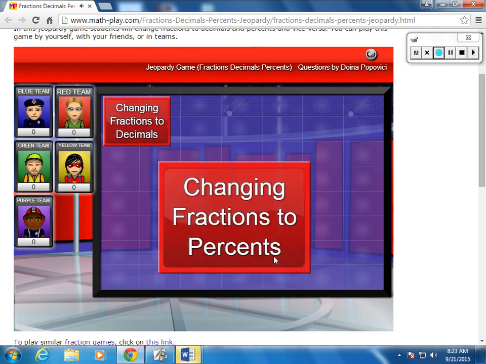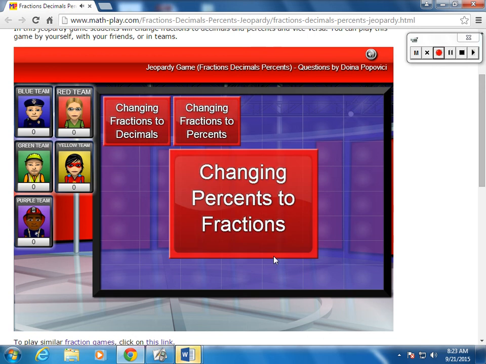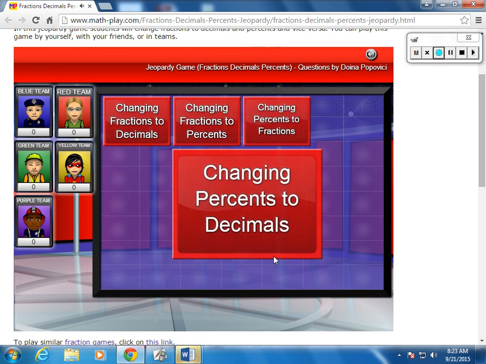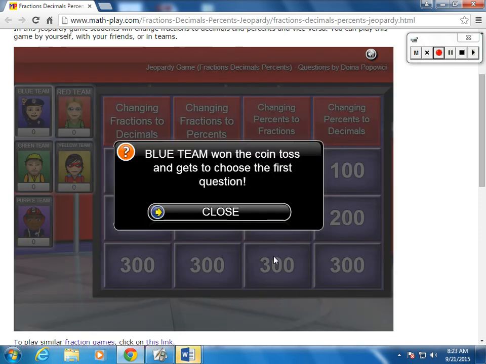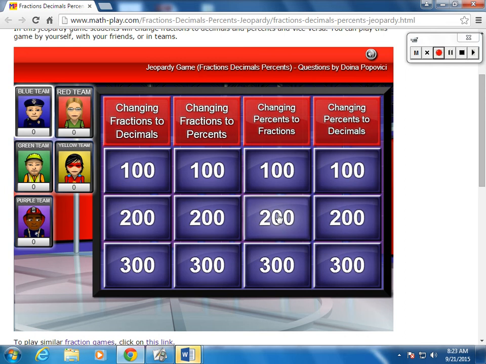All right. Changing fractions to decimals, changing fractions to percents, changing percents to fractions, changing percents to decimals. The blue team won the coin toss, so they get to choose the first question. Are y'all blue? All right, choose the first question. You would say changing fractions to decimals for 300, like Jeopardy. You guys ever watched that show? Yeah, you gotta give me an answer. All right, you guys are gonna give me the answer to this right here? Sure.